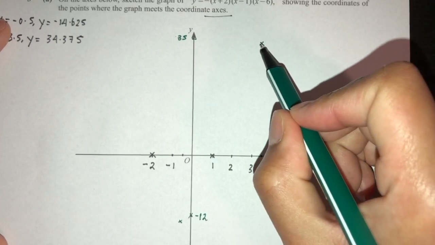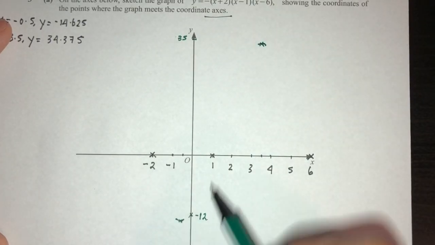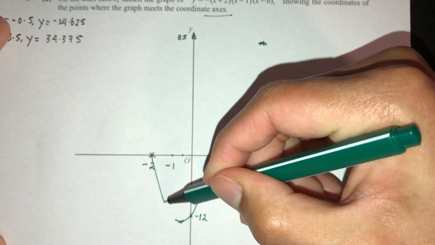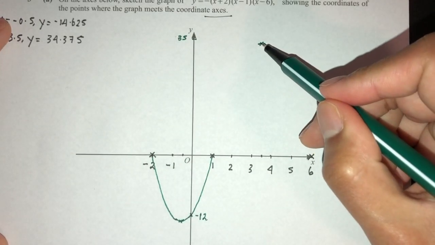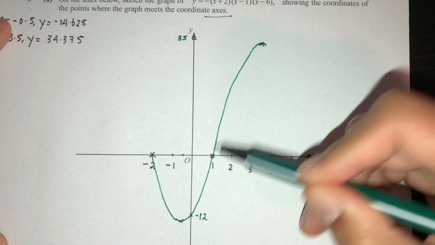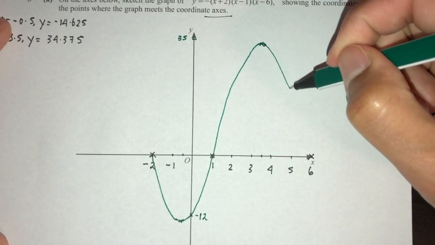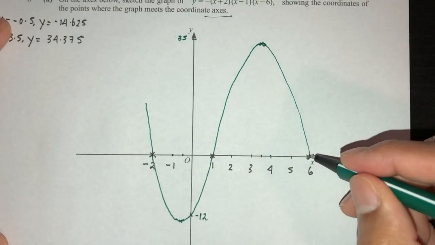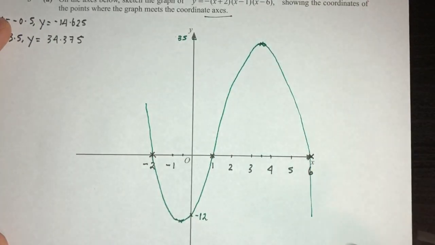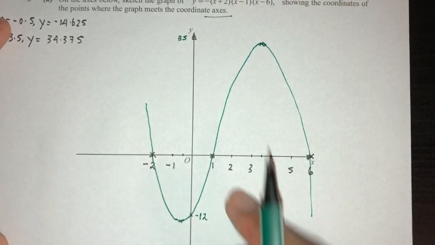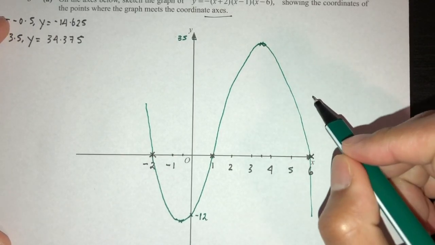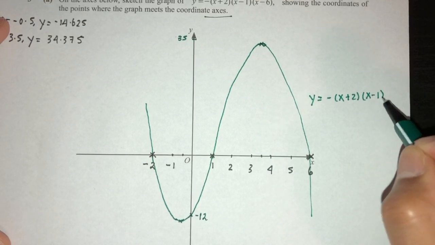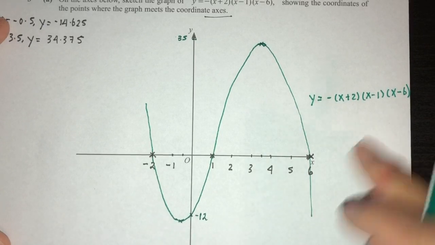So this is your max point. Okay, this is your minimum point. Okay, this will be this, this, and then this will join with this, and this will join with this. Okay, as you can see, this is your graph that you will get in this shape. Of course, you're going to use a pencil and make it as smooth as possible to show this graph. And don't forget to label this as y equal to minus x plus 2, x minus 1, and x minus 6. That will be your graph of y.